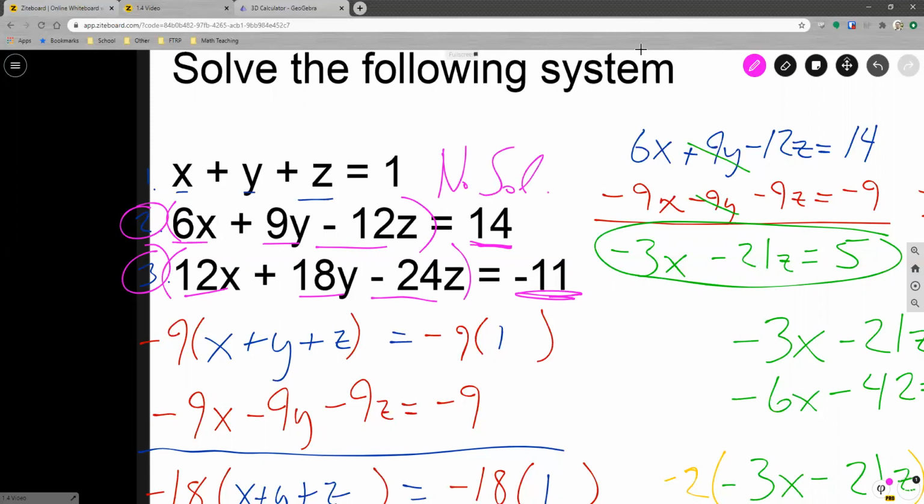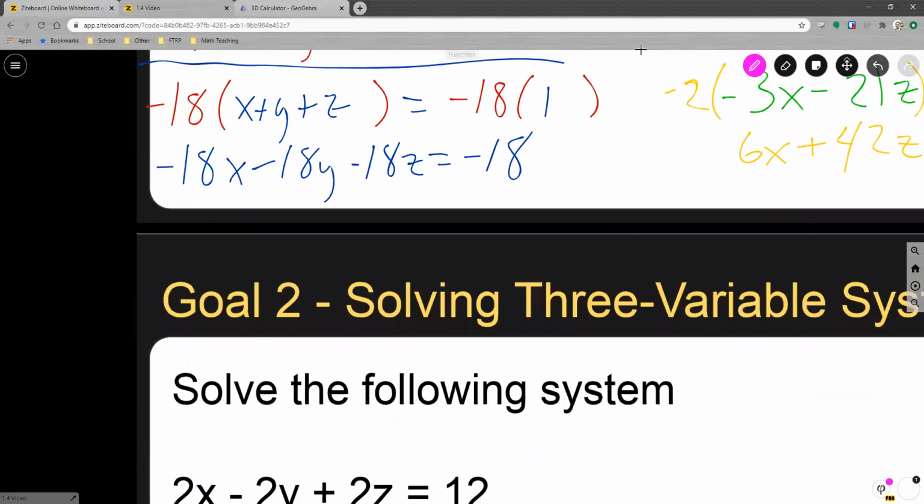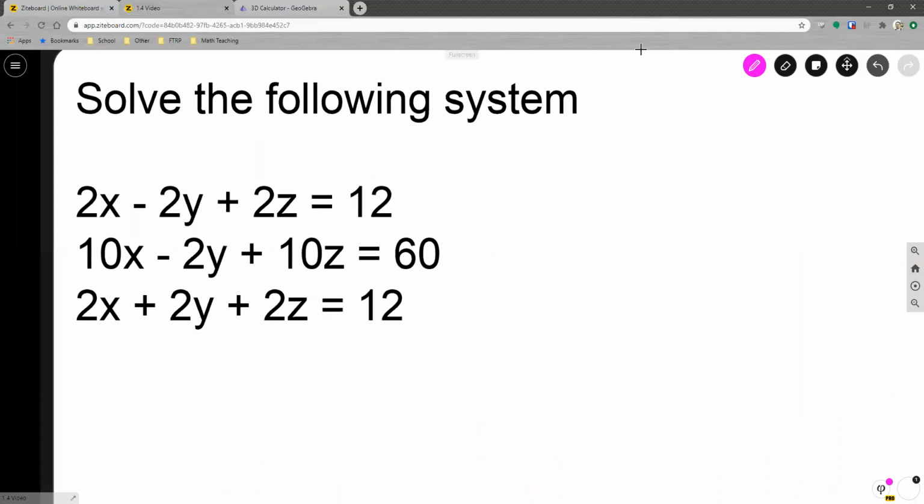And you're done. I did the extra math because I wanted to show you this process, and not always will it be so clear. All right, let's try one more. 3-variable system, again.